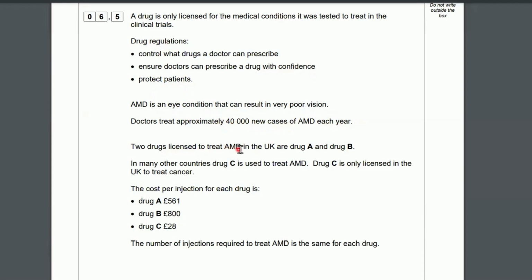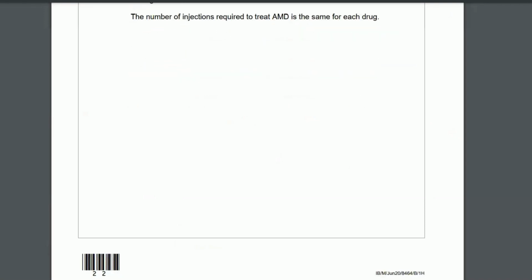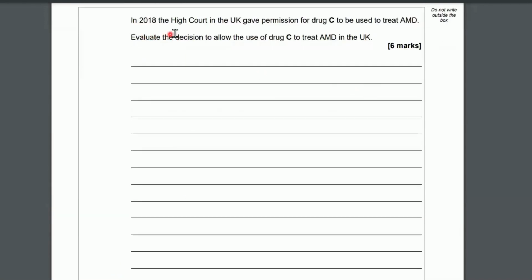Two drugs licensed to treat AMD in the UK are drug A and B. In many other countries, drug C is used to treat AMD. Drug C is only licensed in the UK to treat cancer. The cost per injection of each drug is £561 for A, £800 for B, and only £28 for C. Why don't they use C? It's so much cheaper. The number of injections required to treat AMD is the same for each drug. Wow. In 2018, the High Court in the UK gave permission for drug C to be used to treat AMD. Evaluate the decision to allow drug C to treat AMD in the UK.